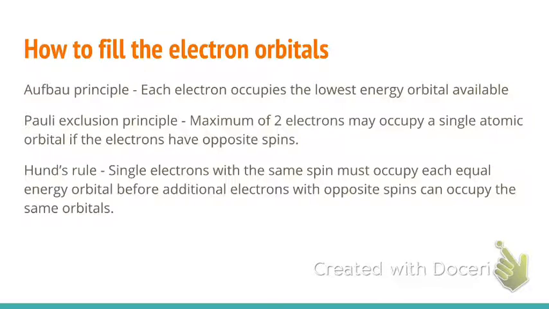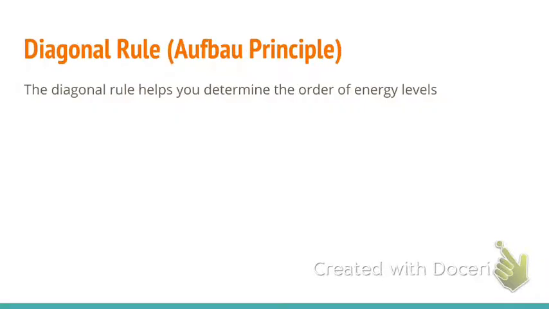And finally, Hund's rule says that a single electron with the same spin must occupy each equal energy orbital before additional electrons with opposite spins can occupy the same orbitals. That's quite wordy, but as we do examples, I'll integrate each of these principles or rules. The first rule is the Aufbau principle, and it basically says you must fill the lowest energy levels, or the lowest orbital levels.